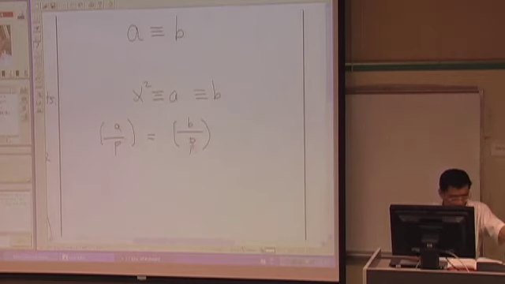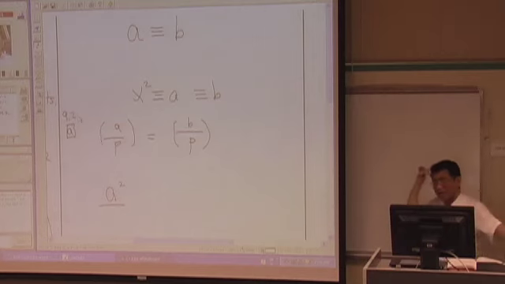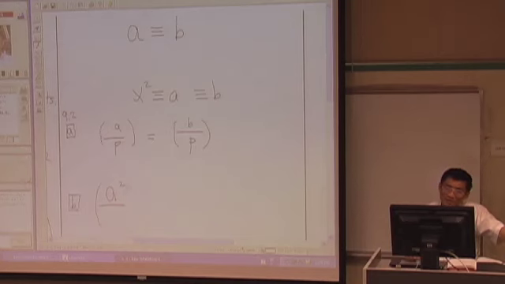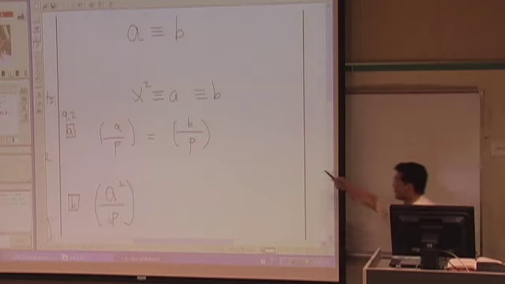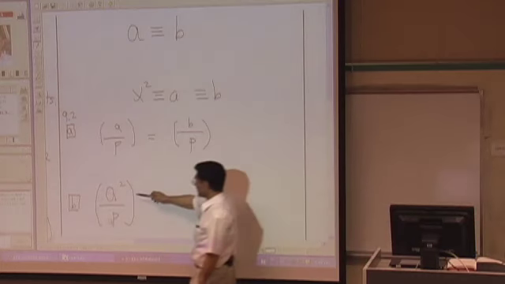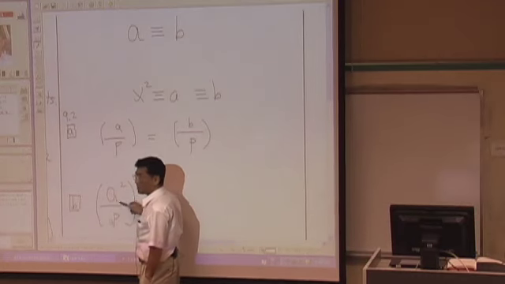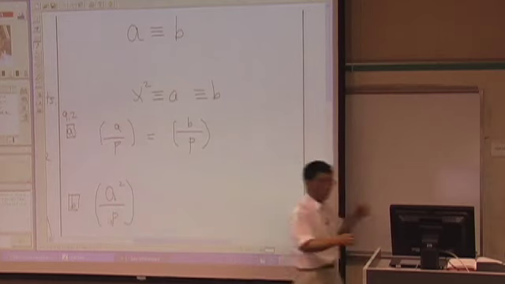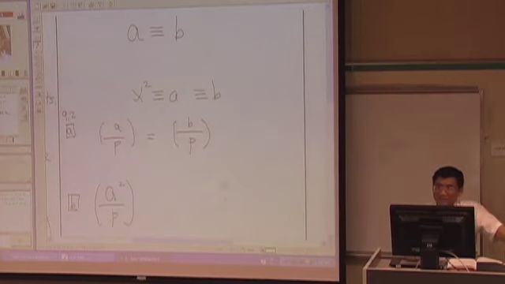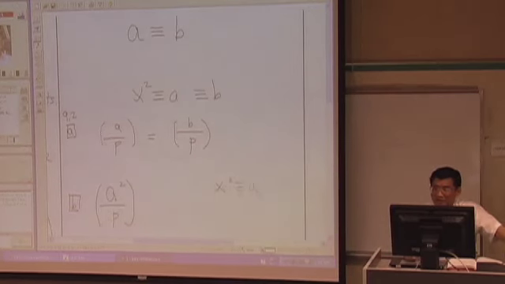And what if a squared is given? So this is property A, Theorem 9.2, property A. And then property B. If we have a squared in the top position, then we can rewrite the problem this way. It is the same as saying x squared is congruent to a squared.